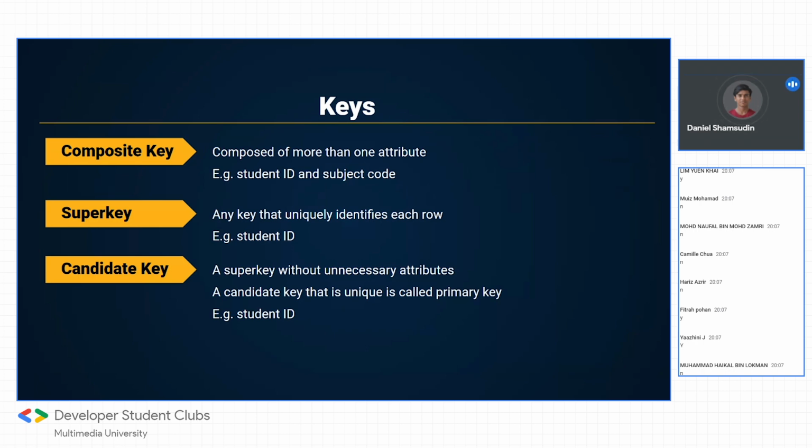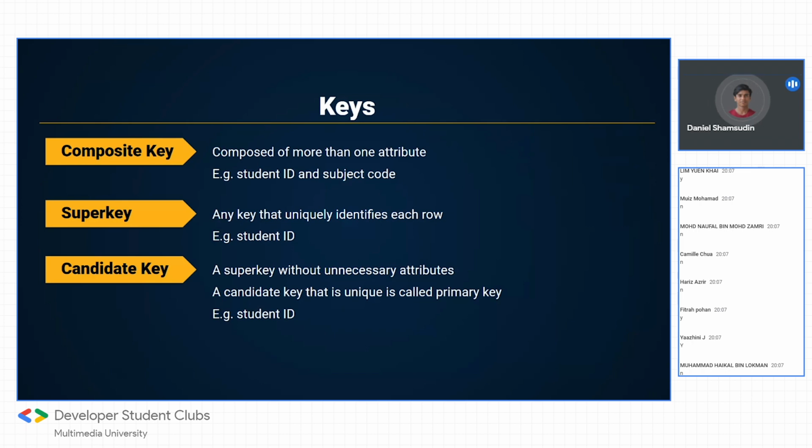Keys usually consist of different types, and I'll go through them one by one, but I'll try to explain in a simple manner without complicating things. First we have a composite key. By the name itself, we know it's a composite. It's a combination of two or more columns that can uniquely identify a row in a table.